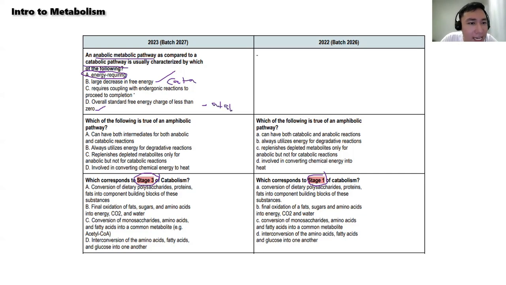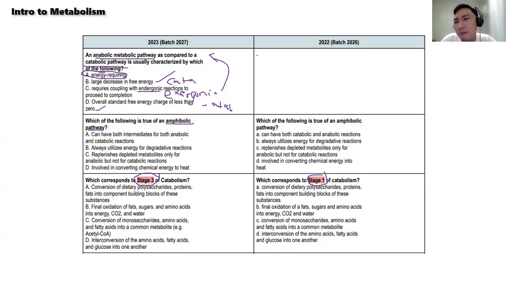And for letter C, sabi, requires coupling with endergonic reaction. Hindi, lalong naging hindi spontaneous. Diba? In order for it to be spontaneous, you need to couple it with an exergonic reaction. So mag-release ka ng energy sa exergonic reaction, which would supply the energy of your anabolic pathway. Okay? Which of the following is true of an amphibolic pathway?